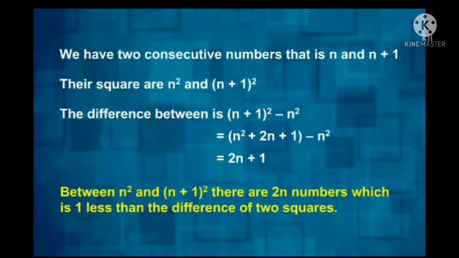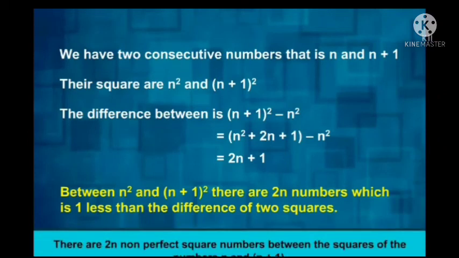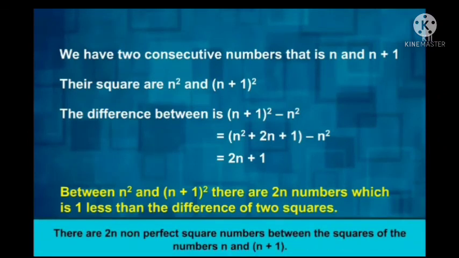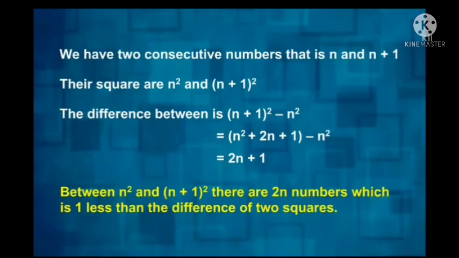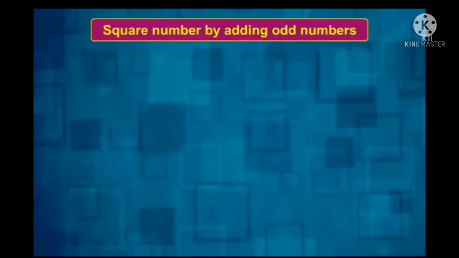So that means, are 2n plus 1 numbers there in between? No. There is 1 less than 2n plus 1. So between n square and n plus 1 square, there are 2n numbers, which is 1 less than the difference of the 2 squares. So to find the number of non-perfect squares between two numbers, you need to multiply the smaller number by 2.